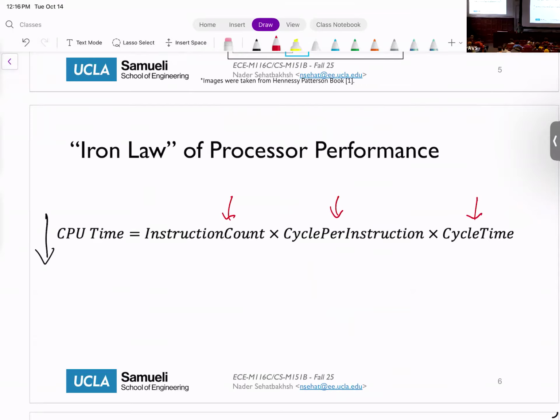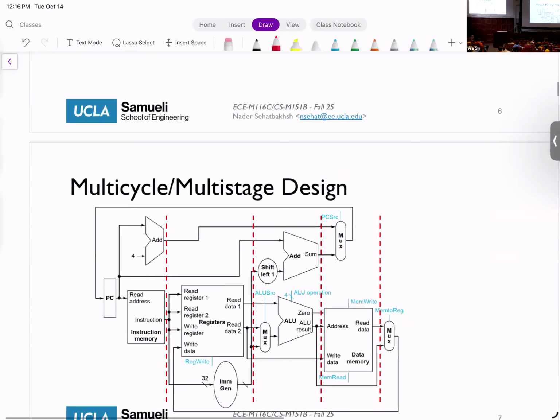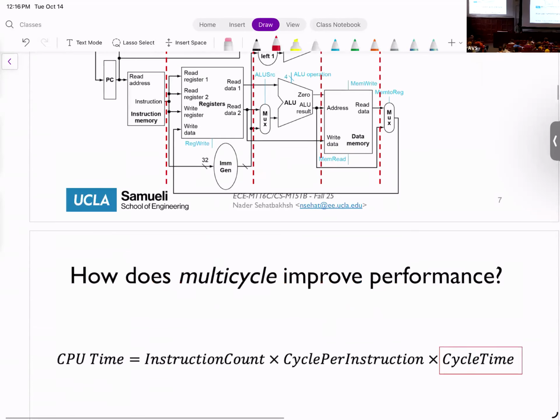We said that what we can do is divide the stages into multiple stages and create this multi-cycle design, which reduces the cycle time, but unfortunately it increases the cycles per instruction. And we said that the solution for this design is using what we call a pipeline. So let's see what that is, okay?